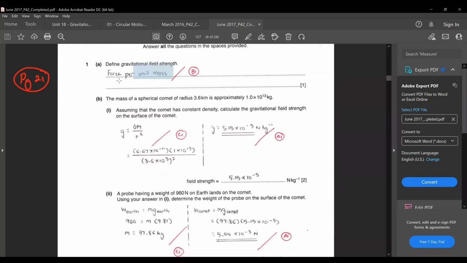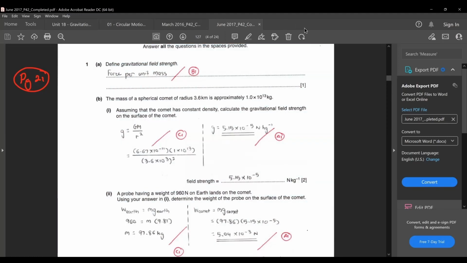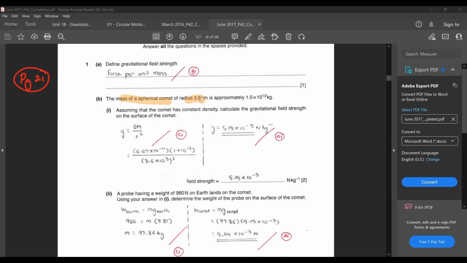Gravitational field strength g is just simply force per unit mass. That's all there is to it. Okay. Now, the mass of a spherical comet of radius 3.6 km is approximately 1 times 10 to the power 13 kg. Assuming that the comet has constant density, calculate the gravitational field strength on the surface of the comet.